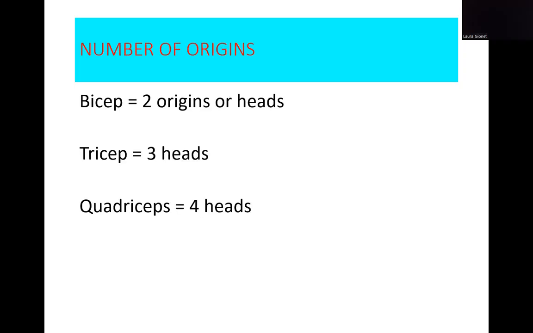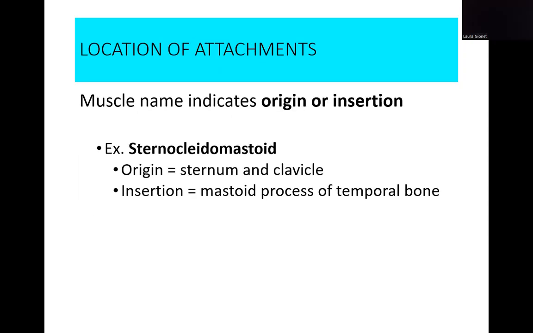The number of origins: biceps brachii means we have 2 origins or heads to that muscle. Triceps brachii would be 3 heads. A quadricep would be 4 heads. And so the number of origins. And then we have the location of attachments. The muscle name indicates the origin or insertion.